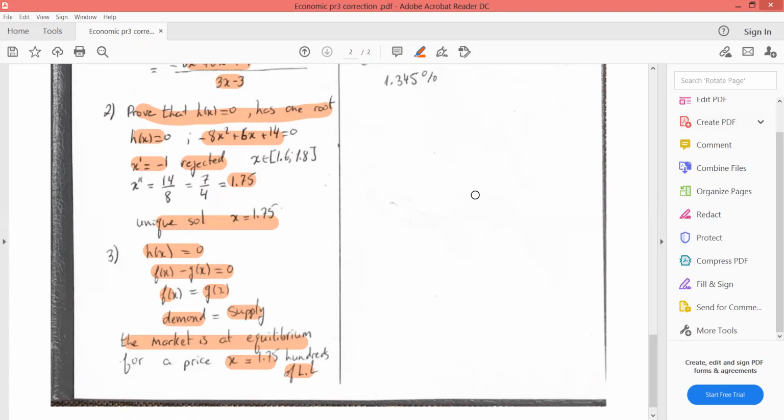Unit equilibrium. Is revenue equal to cost? Ruby, what do we call it? Is cost equal to revenue? I don't know. Break even. We call it break even. Very good.